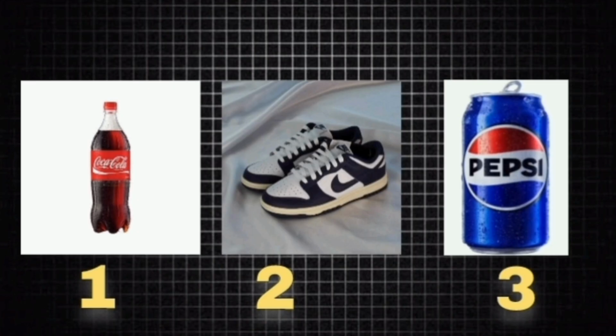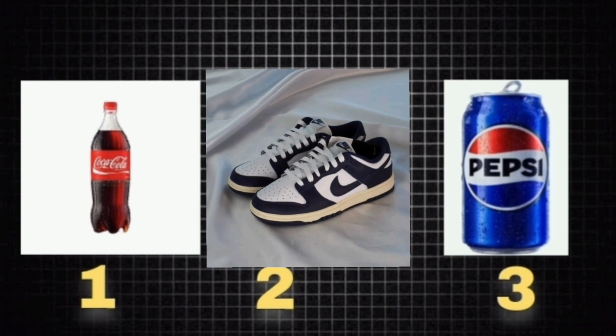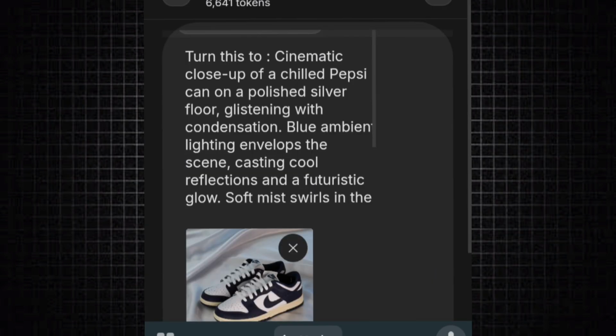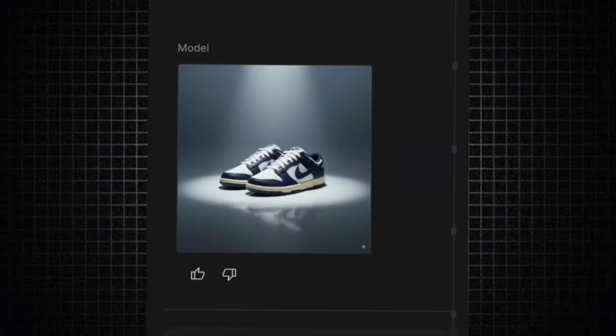Now let's move to the second product image, this Nike shoe. I want to convert this shoe into something premium, a masterpiece. So I'll be giving Nano Banana this exact prompt. I will enter the prompt and wait for the results. Now look at this mind-blowing result right here.